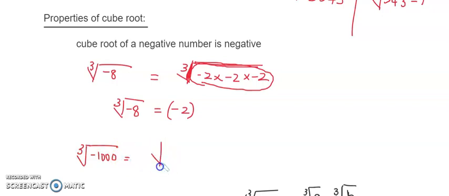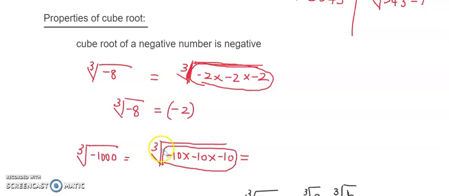Same way if I want to say cube root of, let's say, minus 1000. So I know that 10 when multiplied to itself 3 times gives me a 1000. So I'll say minus 10 multiplied by minus 10 multiplied by minus 10. So what is here? A triplet of negative 10, and it is inside the symbol of cube root. So I should only write once minus 10. Am I clear with this property? A negative number, its cube root is also negative. A negative number, its cube is also negative. Okay? Cube and cube root of a negative number is negative.